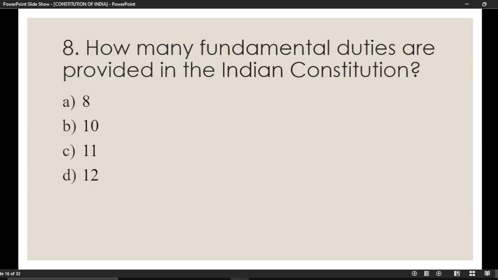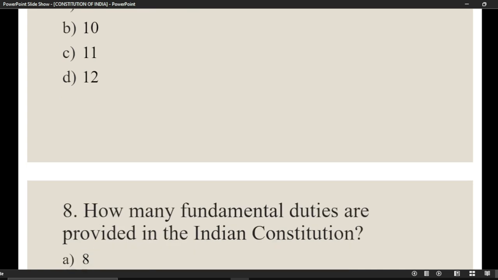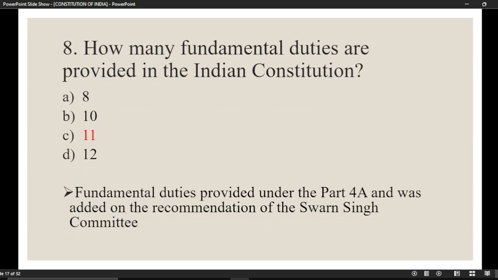Next question is, how many fundamental duties are provided in the Indian Constitution? So if we talk about the fundamental duties, we have a total of 11 fundamental duties. That means option C is the correct answer and the fundamental duties are provided under part 4A of our Constitution and were added on the recommendation of the Swaran Singh Committee. It was basically added by the 42nd Amendment Act of 1976 on the recommendation of the Swaran Singh Committee. So in total we have 11 fundamental duties.